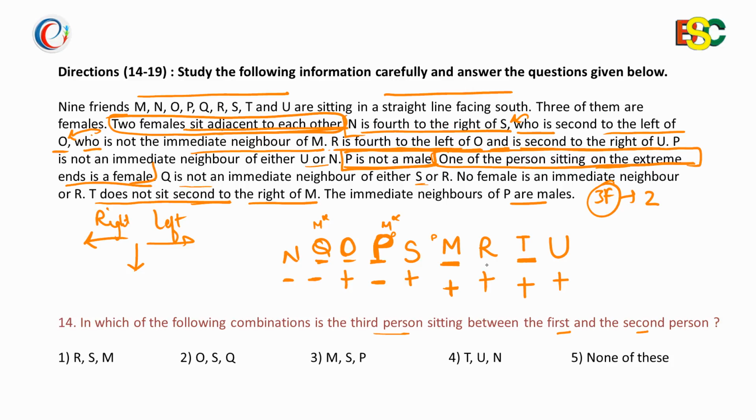RSM. No. R is the third person who is sitting at the first place. Rejected. OSQ. Yes, this third person is sitting between them. So 2 might be the answer. Let's check the rest also. MSP. Rejected. TUN. Rejected. None of these. So option number 2 is the correct answer to this question.